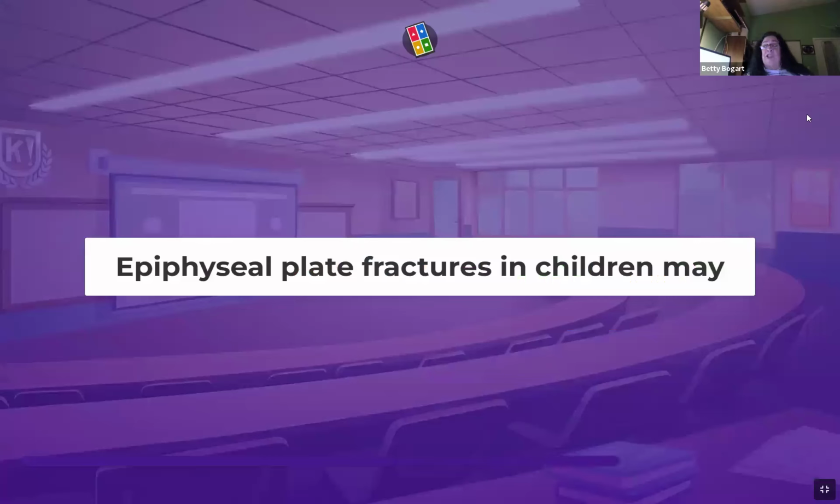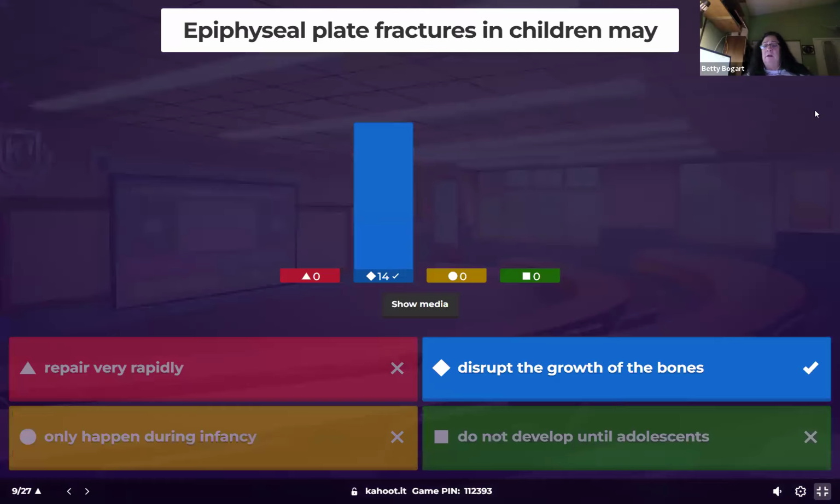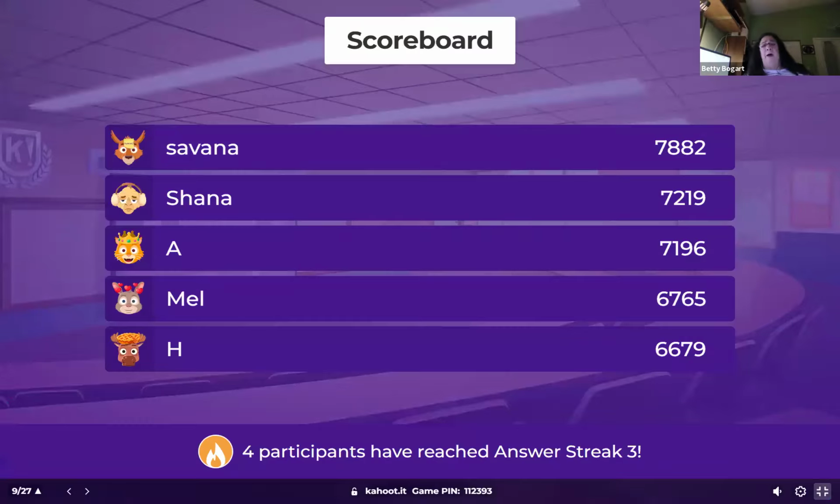Epiphyseal plate fractures in children may. What's an epiphyseal plate? It's another name for a growth plate. So again, it's all about disrupting the growth, crooked bones, shorter legs. We don't want that if we possibly can.